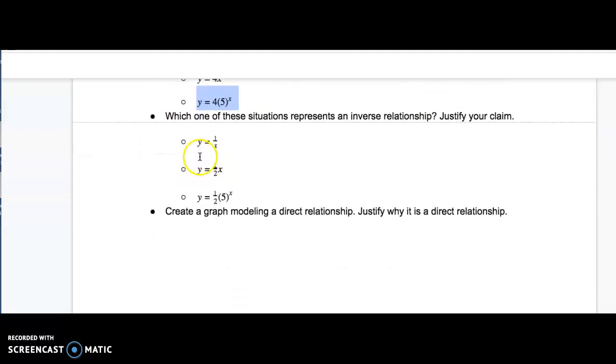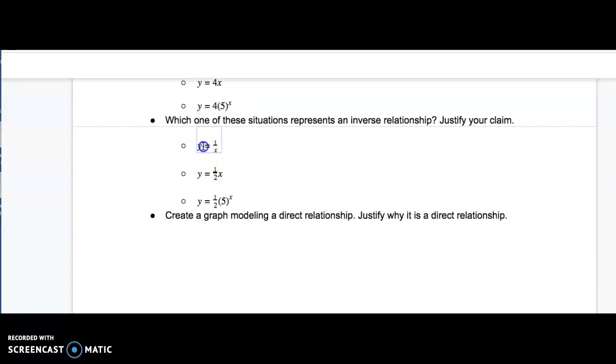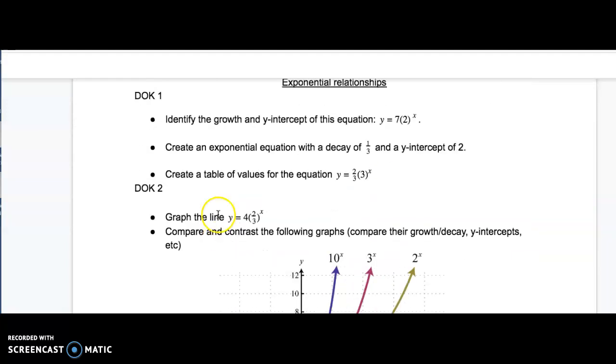Which of these situations represent an inverse relationship? This is inverse because the x is at the bottom. This is direct because the x is at the top. Even though there's a fraction, the x is still a numerator. And this is also a direct relationship because this is exponential growth. All right. Okay, and so there you go.